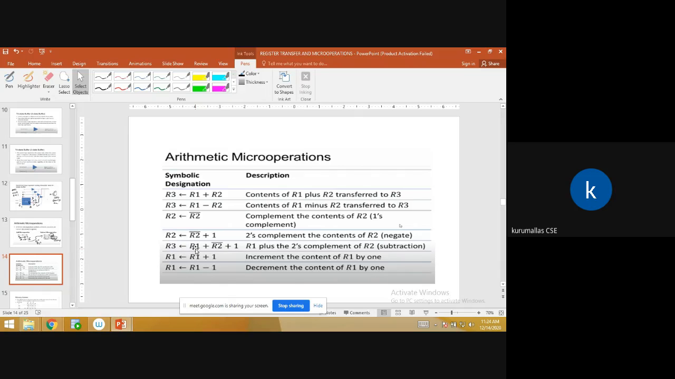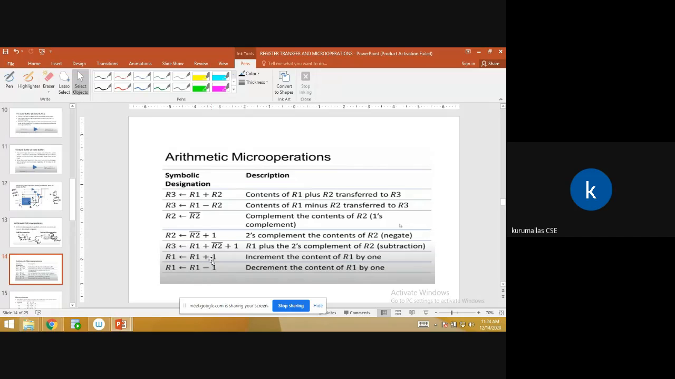Here we are representing that subtraction can be represented like this: R1 plus the complement of R2 plus 1. The two's complement of the second register can be added to the first register, and this summation is sent to the R3 register. R1 plus the two's complement of R2, which is the meaning of subtraction, right?